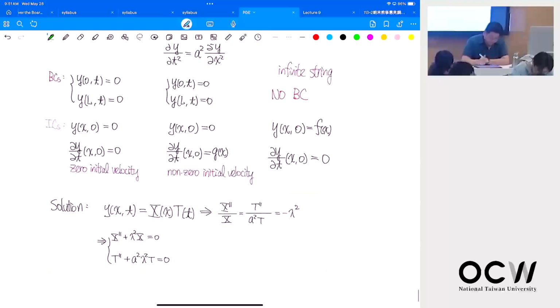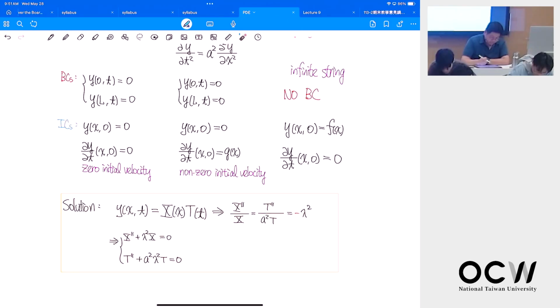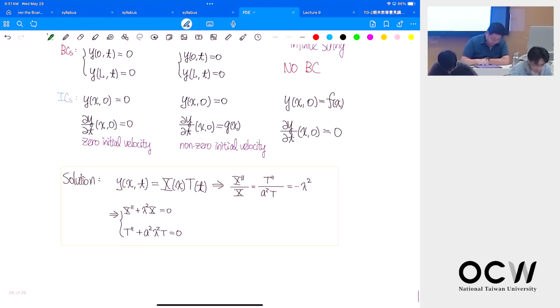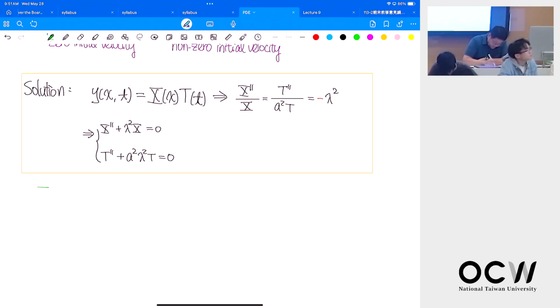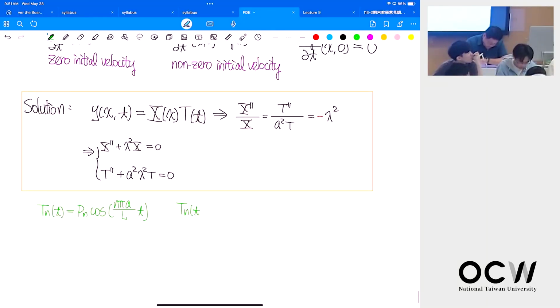Right, so now for the first one, with initial conditions, we get your Tn is coefficient times cosine n pi a over L t. For non-zero initial velocity, we have Qn sine n pi a over L t.